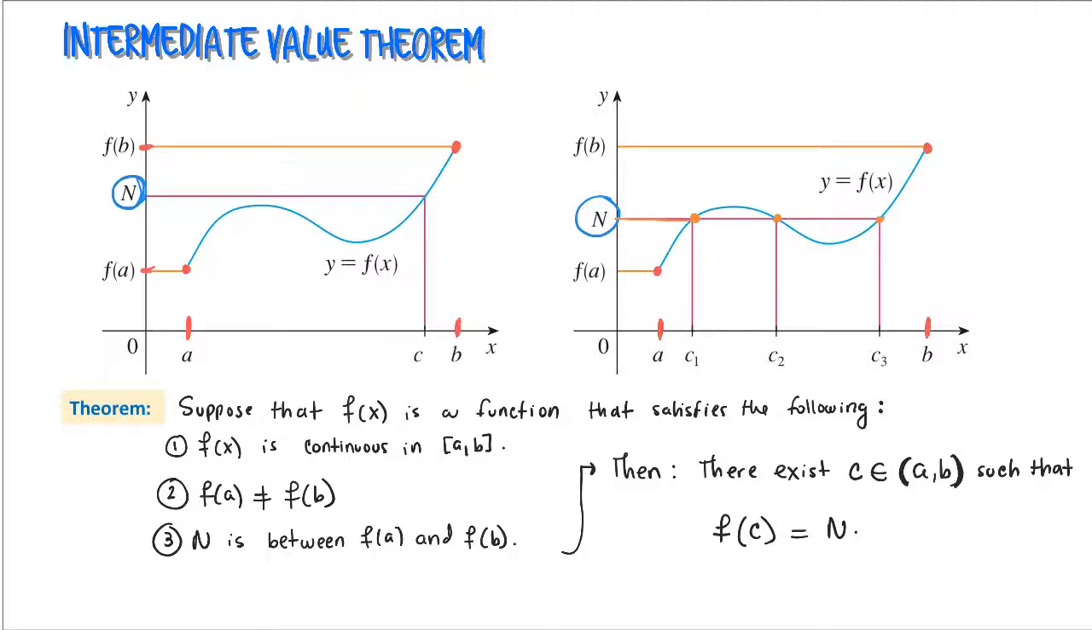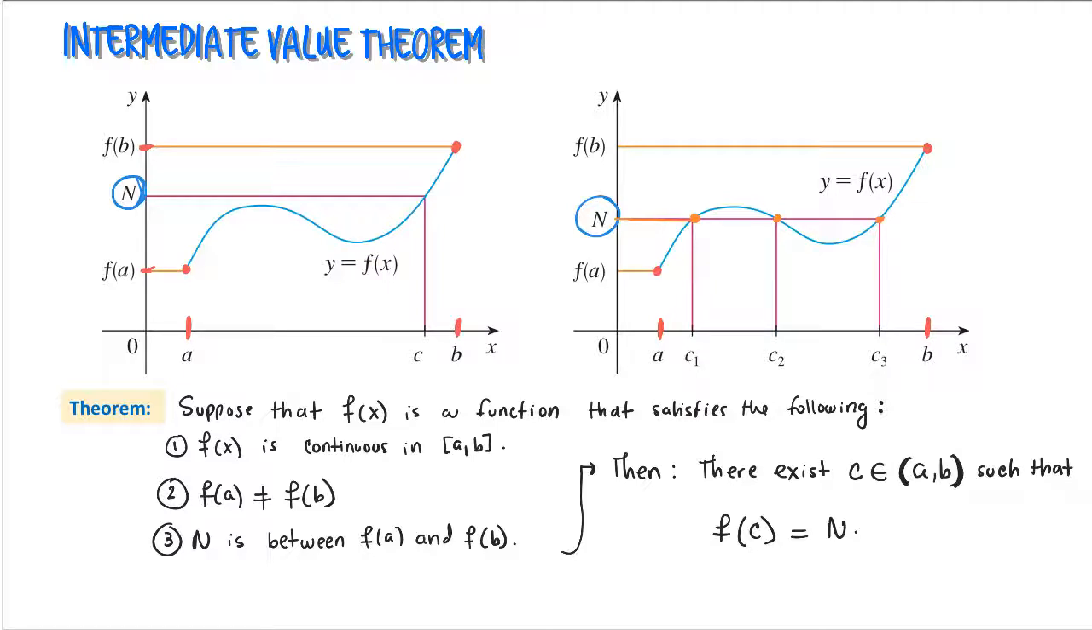So c cannot be a, c cannot be b, not the endpoints. It's somewhere in the middle. And what happens is that f of c is going to be equal to that n. Again, let me take you back to the first graph. Here is c right here. c is between a and b, and you notice that f of c is equal, boom, to n. n was between f of a and f of b.